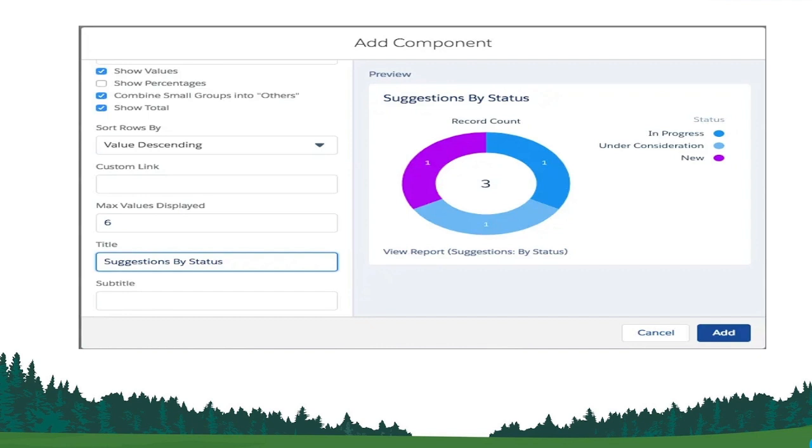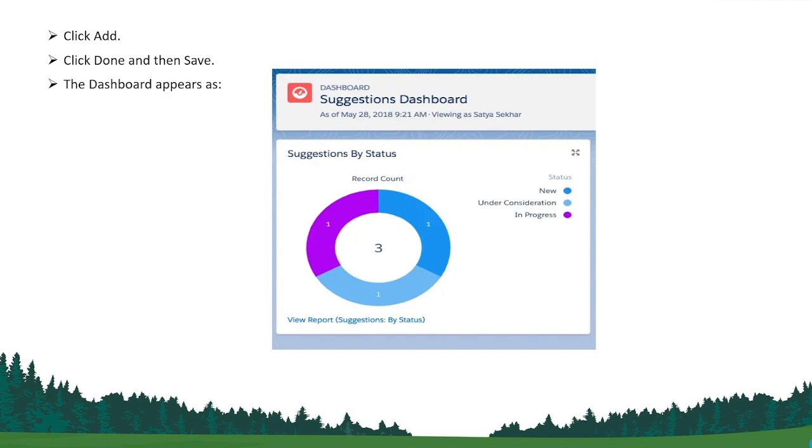The record count is shown. It is showing how many statuses are in progress, how many are under consideration, and how many new records are being created, and then we click on the add button. Then after that it is done and then saved. The dashboard will appear like this.